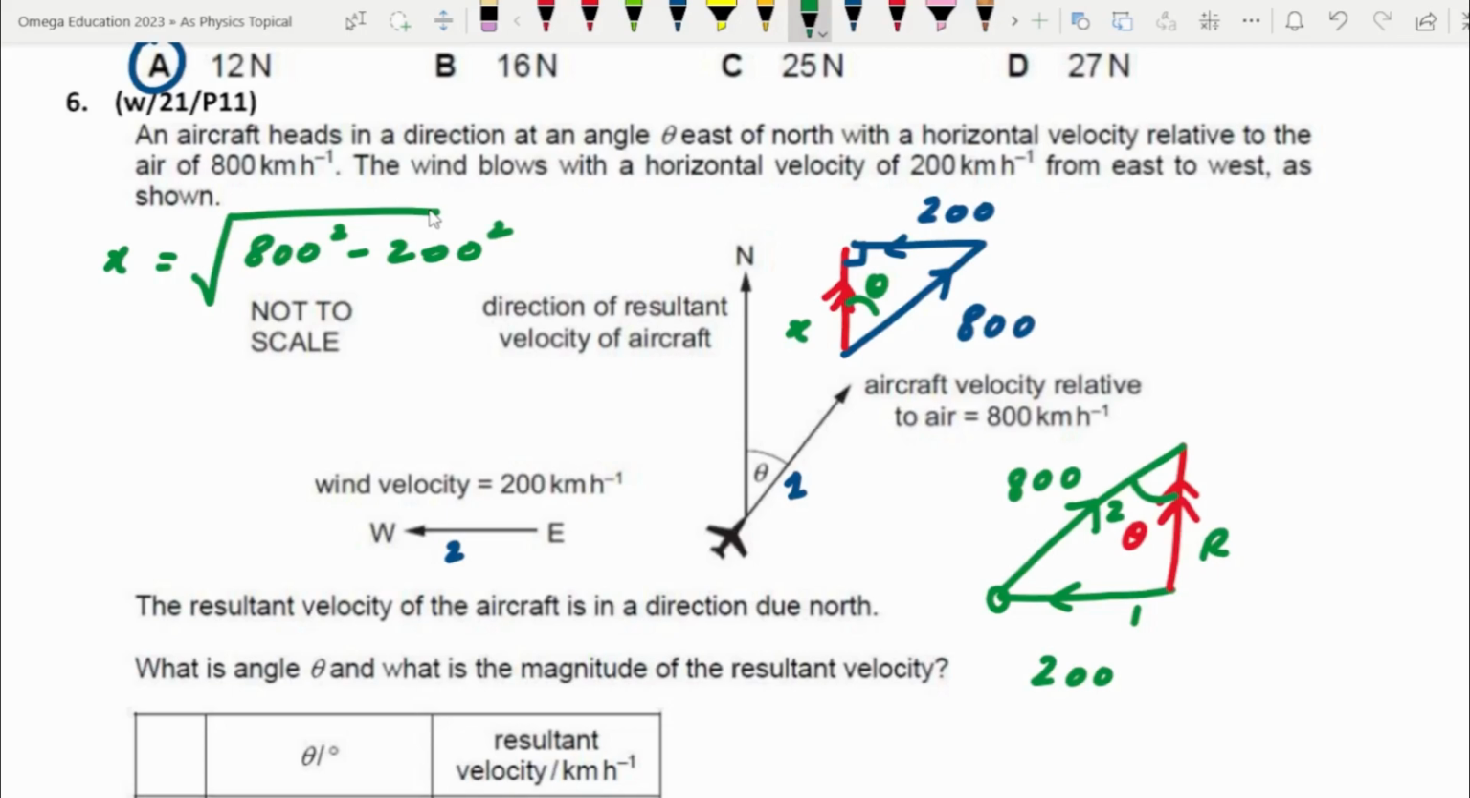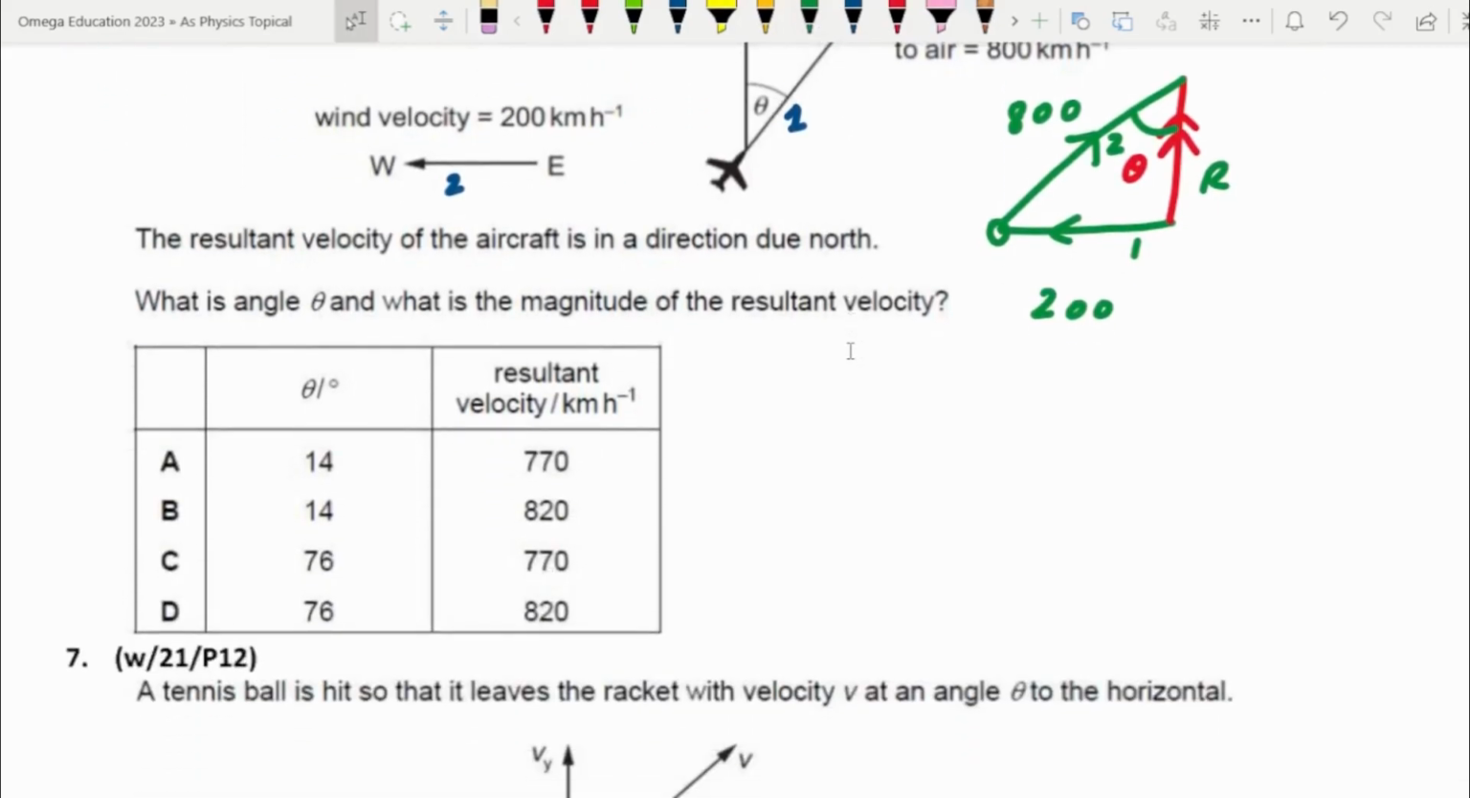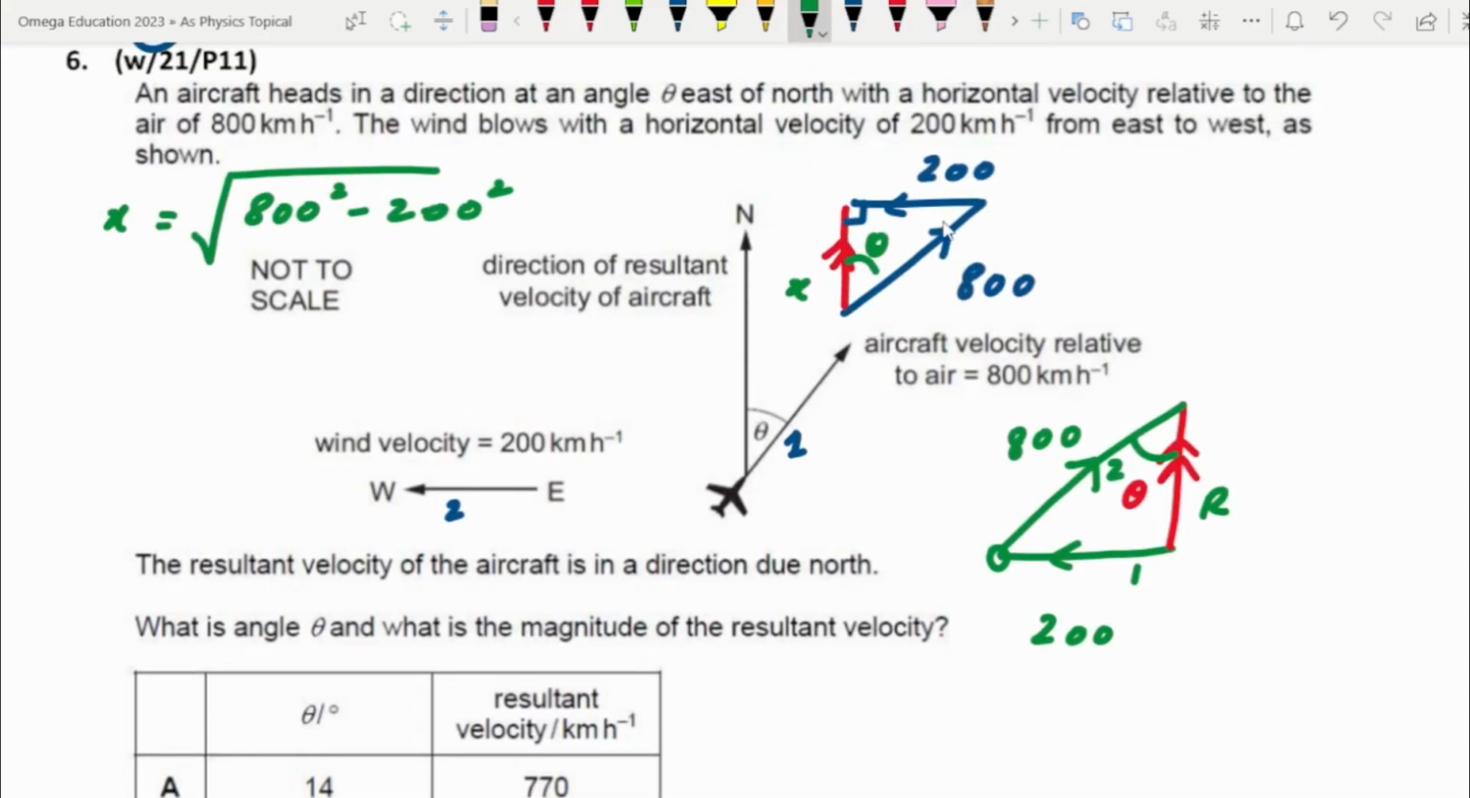774. So how many options do we have with this one? 74 into SF would be 770. So not B, not D. It has to be A or C. You can apply whatever identity you want. You can even use sine theta, cos theta, tan theta, because you have all three sides of the triangle.